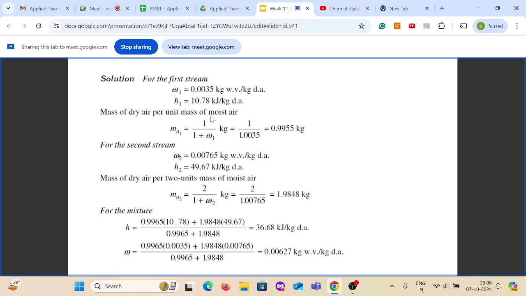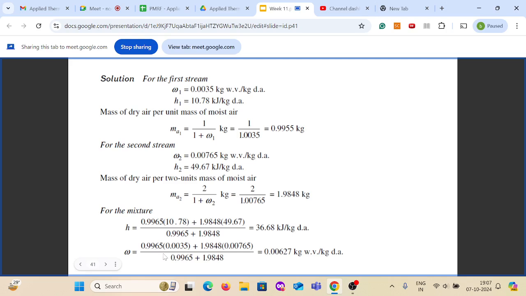So we are assuming the first is 1 kg and the second is 2 kg. So out of which 0.9955 kg of air is dry air, and in the second case it's 1.9848 kg of dry air. So the mixture enthalpy is mass of the first into enthalpy of the first plus mass of the second into enthalpy of the second, divided by the total mass, which will give you the enthalpy of the mixed stream as 36.68 kilojoule per kg of dry air.